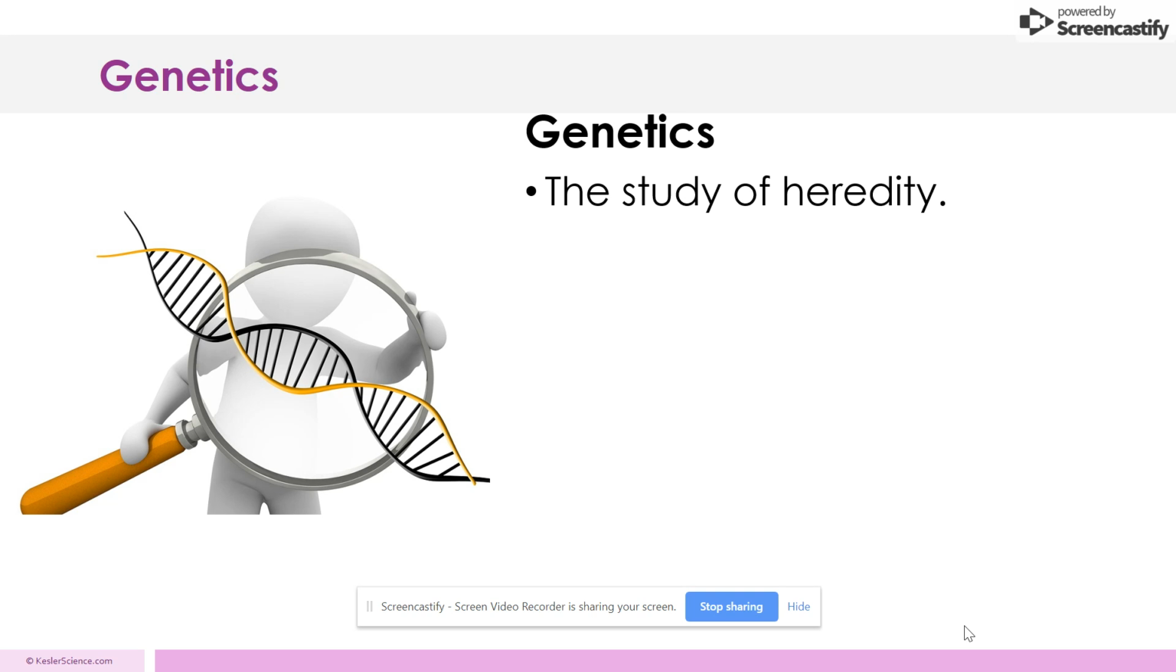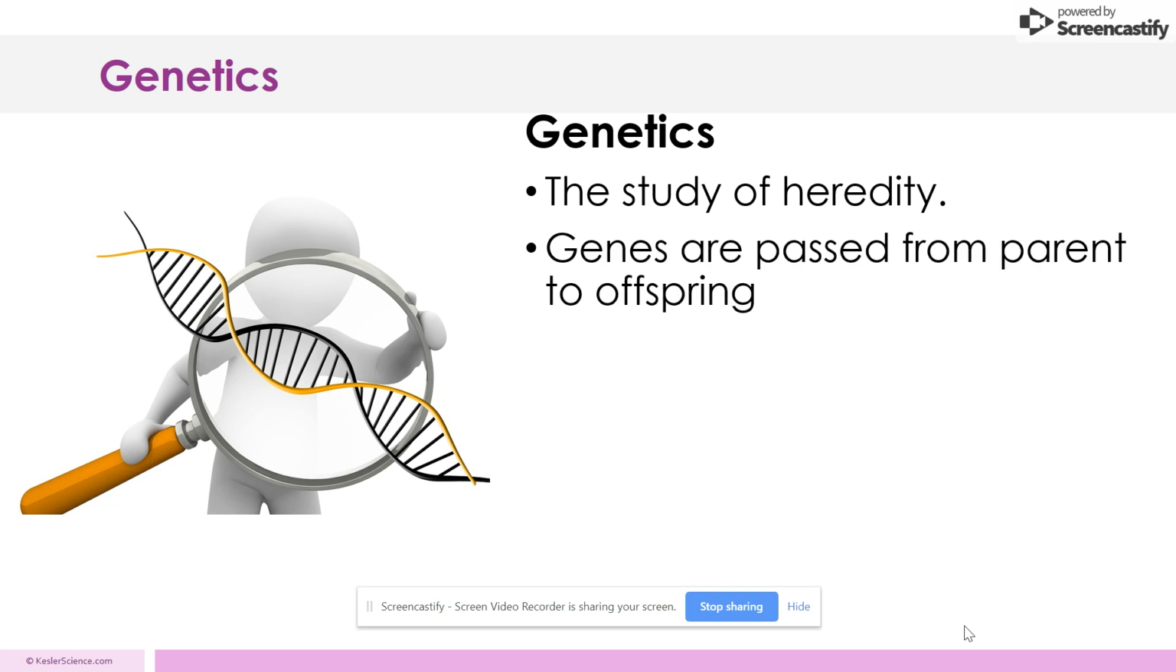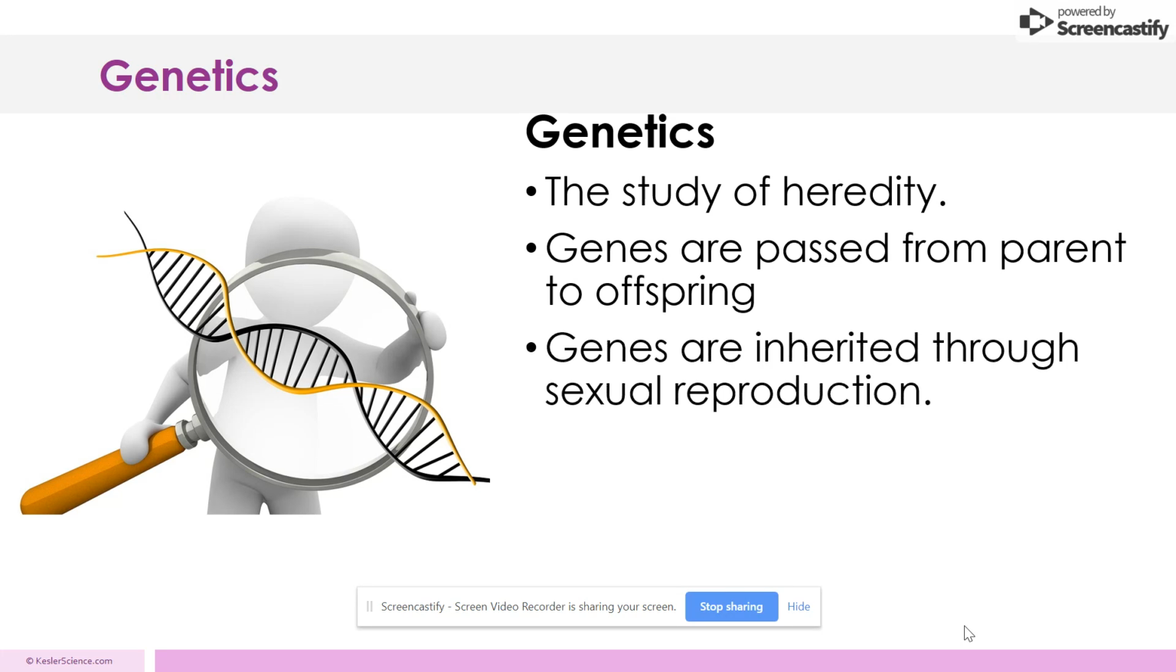Genetics, as we know, is the study of heredity. In genetics, genes are passed from parent to offspring. So you get half of your genes from mom, half from dad. And genes are inherited through sexual reproduction.